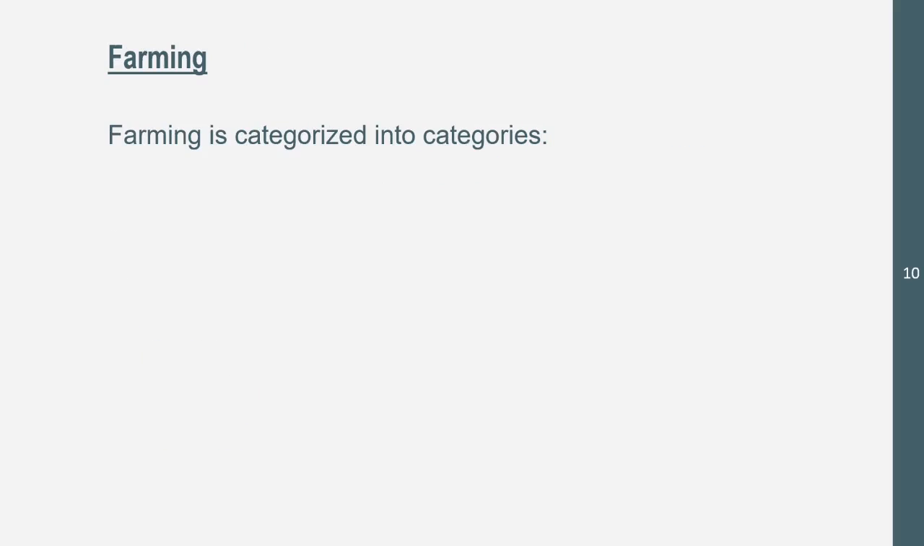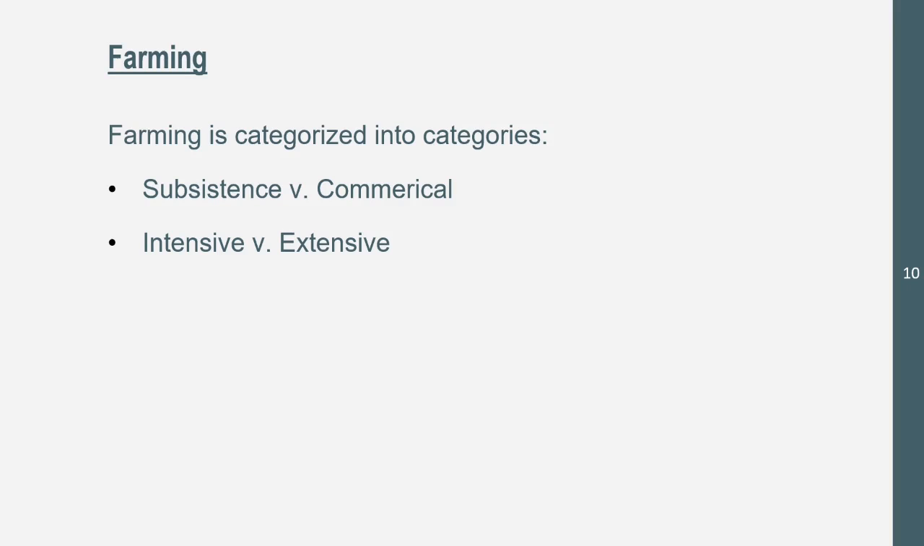All right, let's get into farming. So farming is categorized into categories. Pretty simple. There's subsistence and commercial farming, and intensive and extensive farming. And basically, these are opposites of each other. So intensive and extensive are opposites, and subsistence and commercial are opposites. And you probably have an idea of what commercial farming is, and if subsistence is the opposite, you're going to think, okay, it's the opposite of commercial. We'll get into that to make sure you know the true stuff.